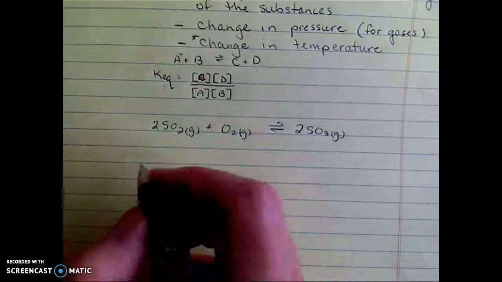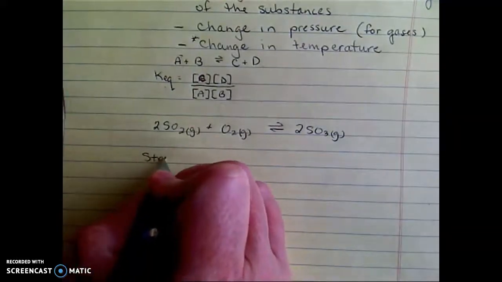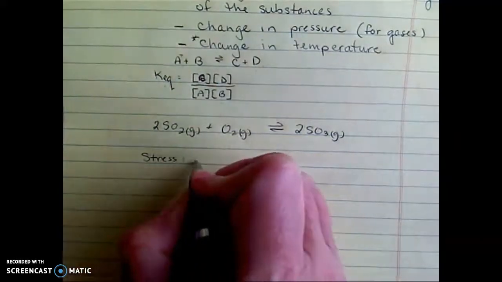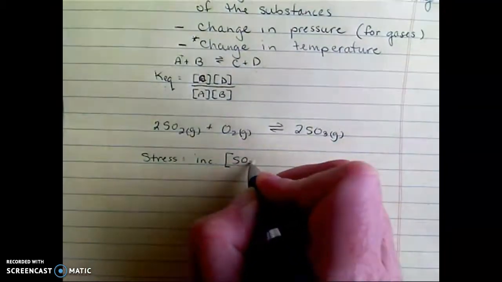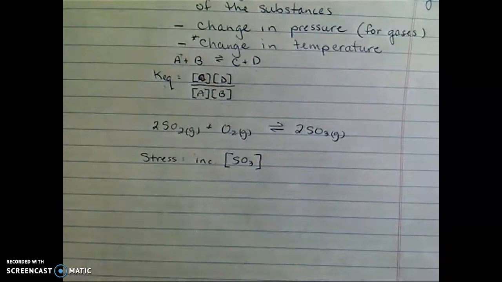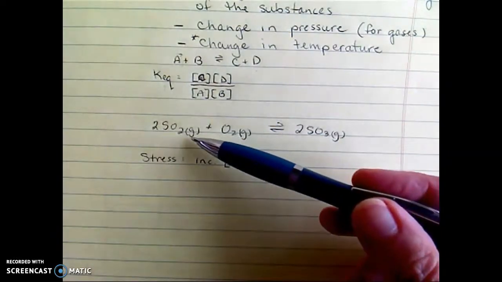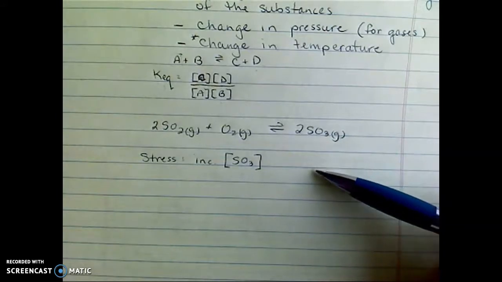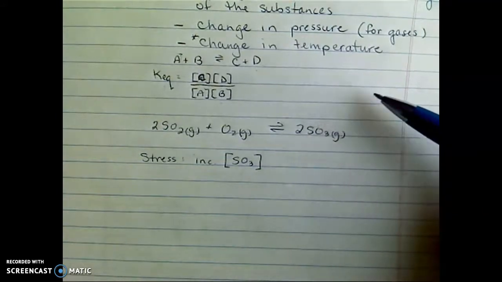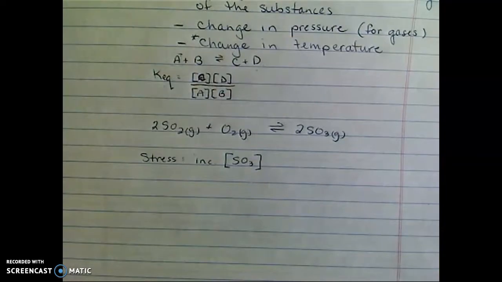Now let's say we're going to add a stress. Let's increase the concentration of SO3. So in this case, instead of increasing a reactant, we're going to increase the amount of product. So suddenly we add more SO3 into this container during this reaction. That's our stress. We have more SO3 than we did in the equilibrium.